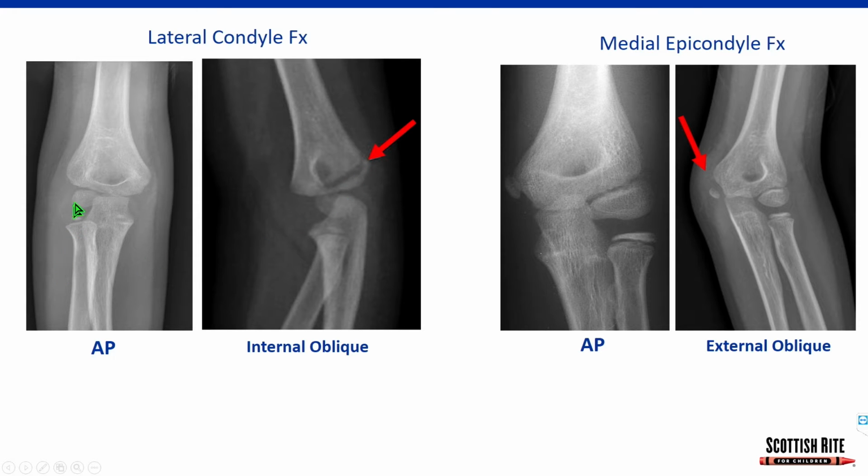Sometimes you don't see much, particularly because so much of this elbow is unossified. It can be very sneaky. So when you suspect one of these, certainly don't hesitate to get that internal oblique.